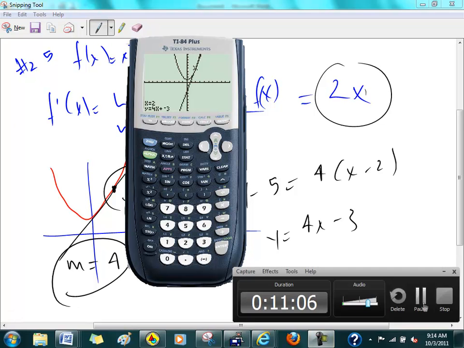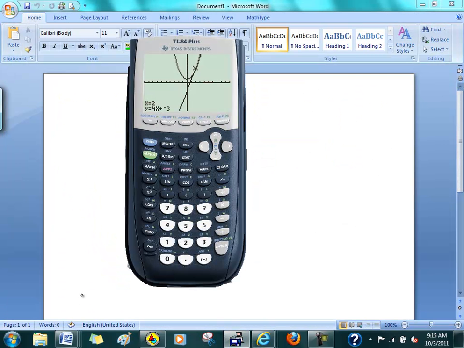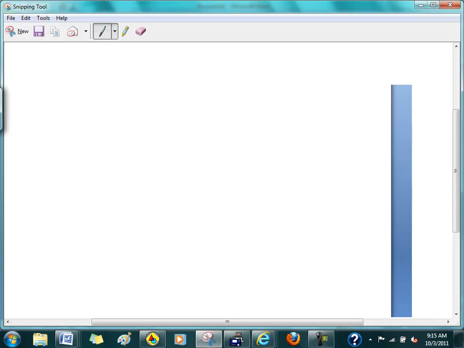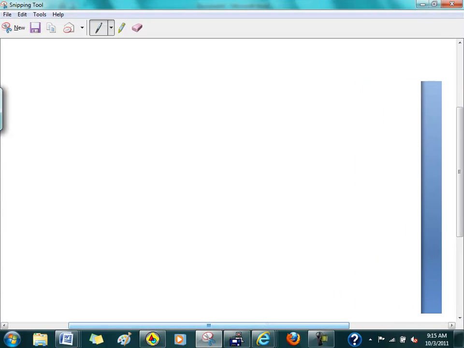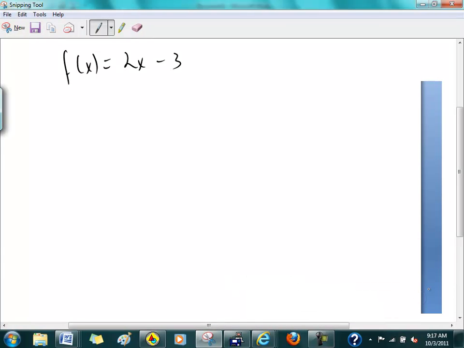Hang on. I want you to do this. Find the derivative of f(x) equals 2x minus 3. Find the derivative of that. A straight line? Okay, so the derivative of a straight line is the slope of that line. Did you see that? Everybody got a 2. So keep that in mind. We're going to need that a little later.